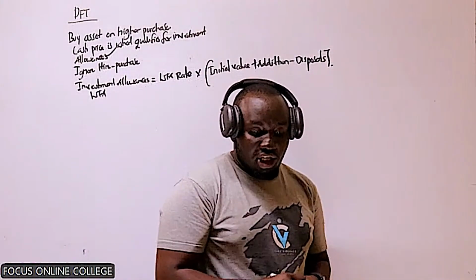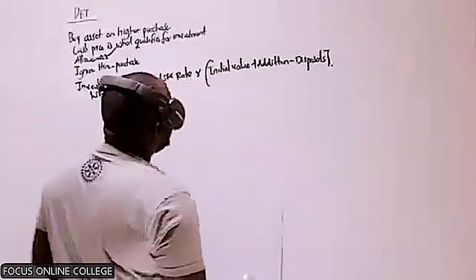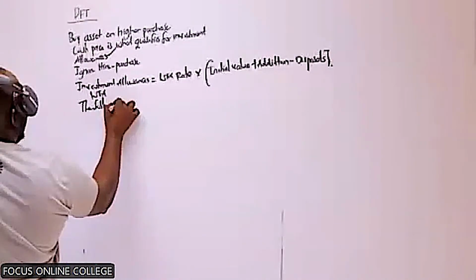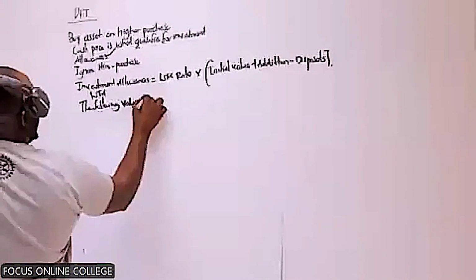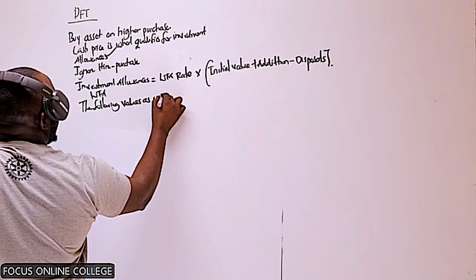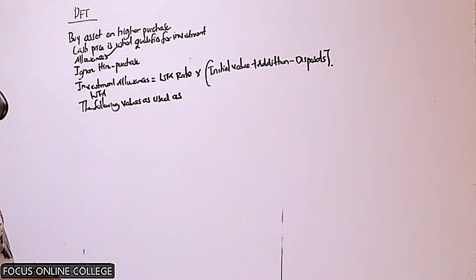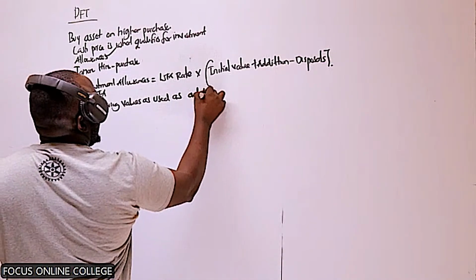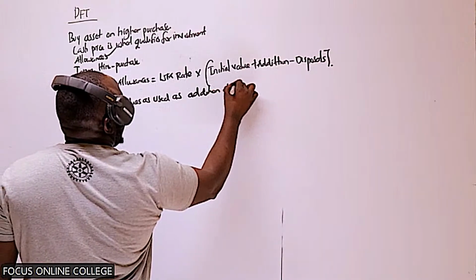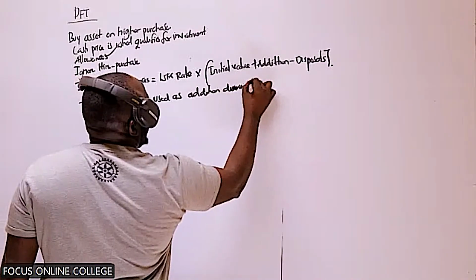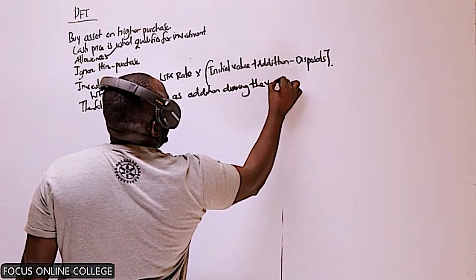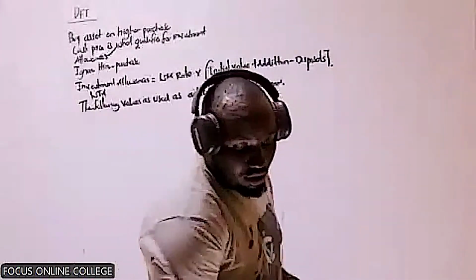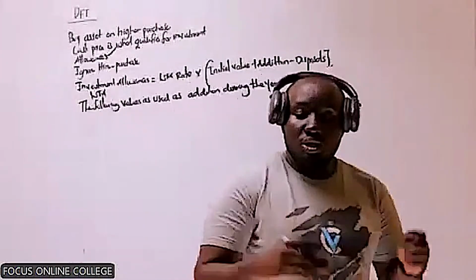Perfect. Then you say the following values are basically used as addition during the year. So the following values, we use them as addition during the year.